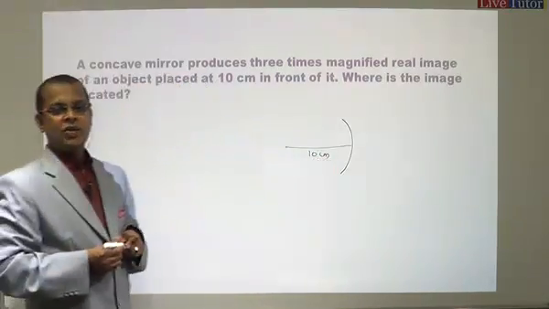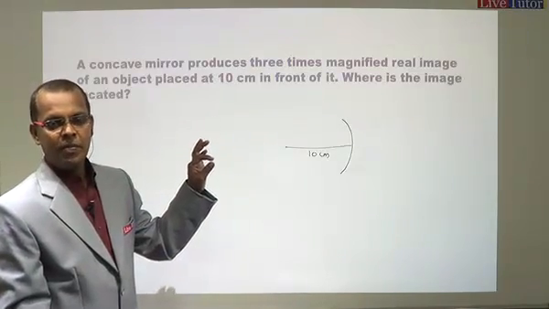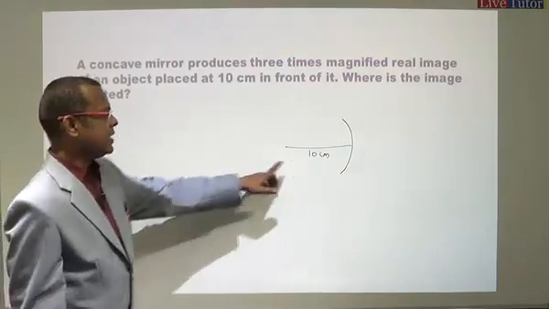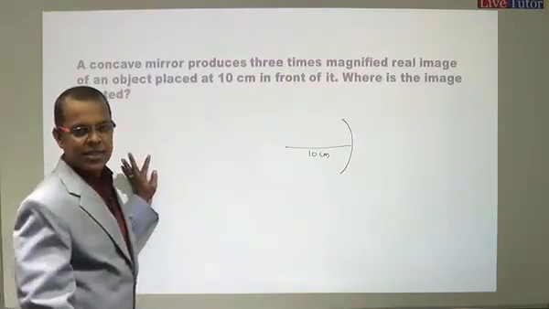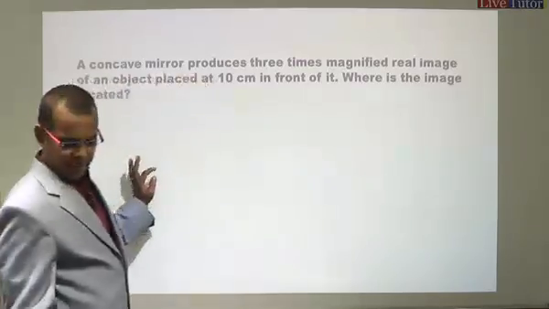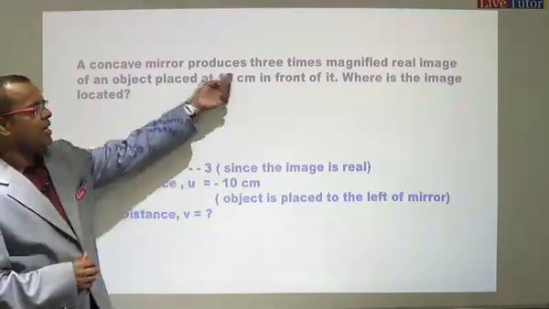Okay. Now what is the question? Magnification is given, 3 times it is given. Now object distance is given, magnification value is given. By using these data, we have to find out where the image is located. Now see, what have they given? 3 times they have given.